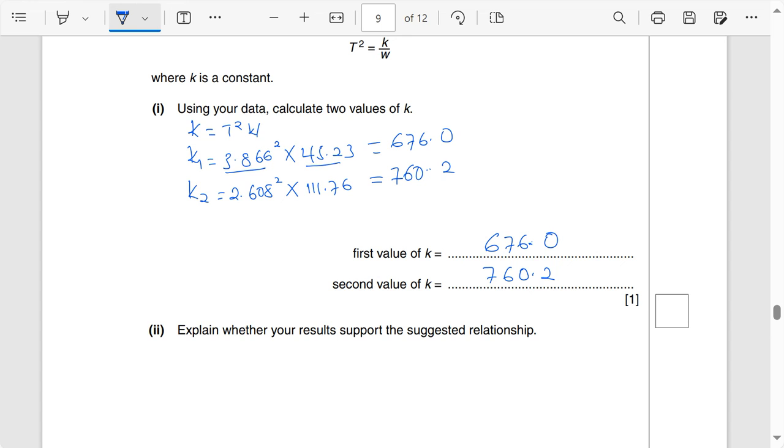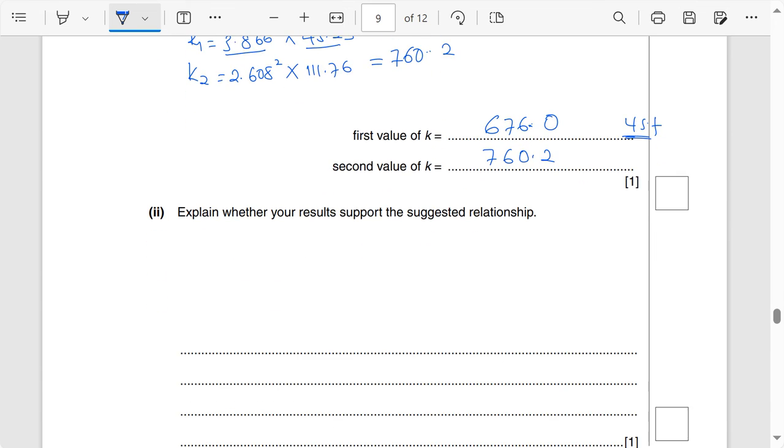But since T squared is to 4 significant figures and W is to 4 significant figures, to maintain accuracy, K values should be to at least 4 significant figures. When I say at least, it can be more, but not less than 4. So, okay, we shall see one practical which has such a question. Then explain whether your results support the suggested relationship.